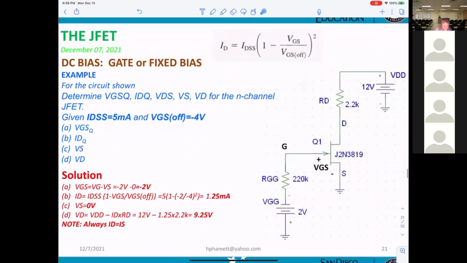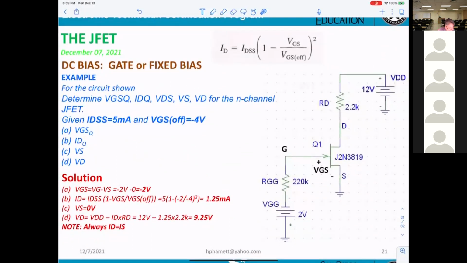Let's see. This example for what? It says gate or fixed bias. Okay, this is an example. They want to know for this circuit, VGSQ and IDQ.